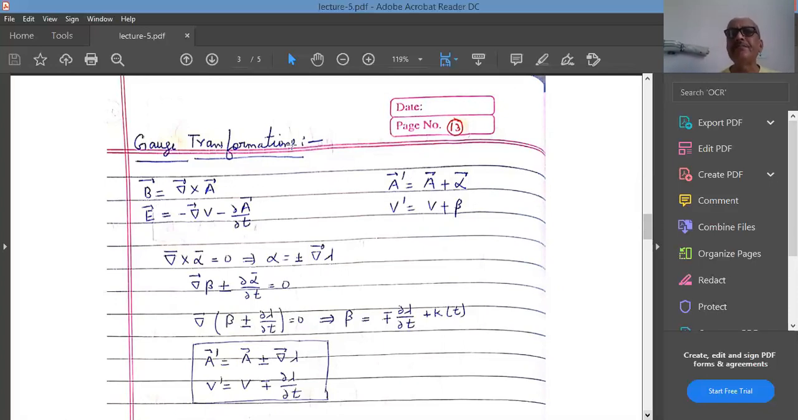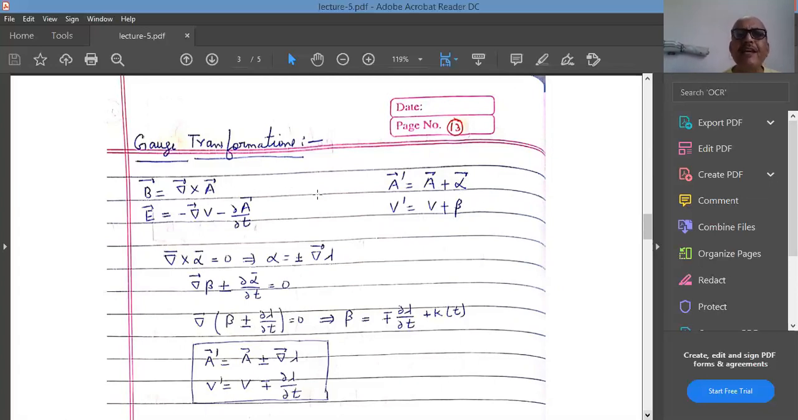Let me repeat again. The relation between all possible values of A and B without affecting the value of E and B defined by the Maxwell equations is called the gauge transformation equation. So let us see for A dash equal to A plus alpha. We have to choose the value of alpha in such a way that if we substitute it here, the value of B is not affected, or it remains unaffected by the substitution.